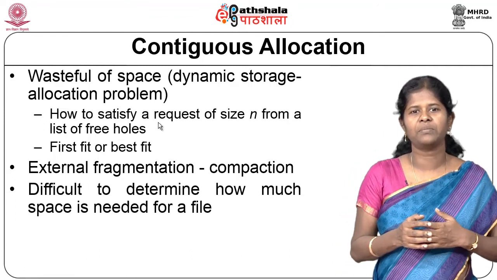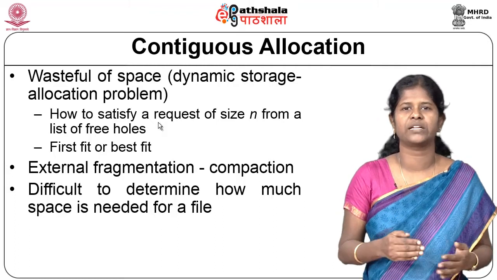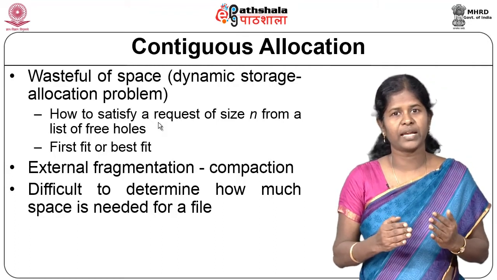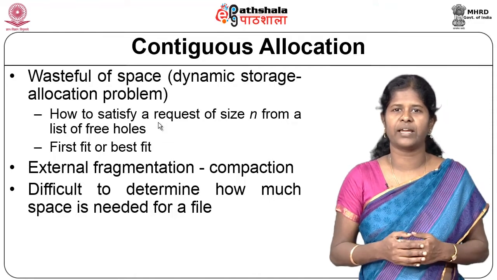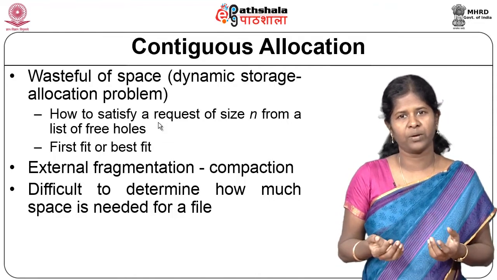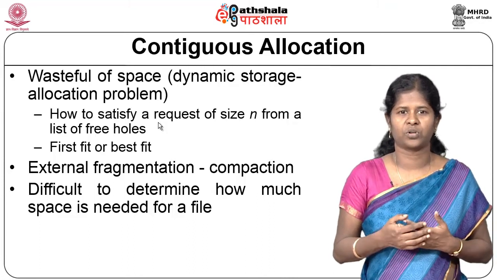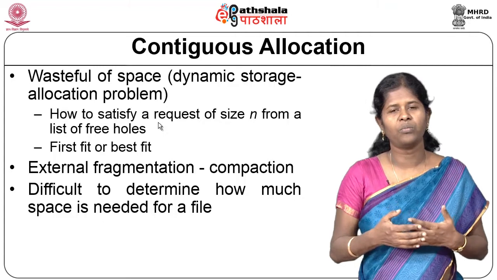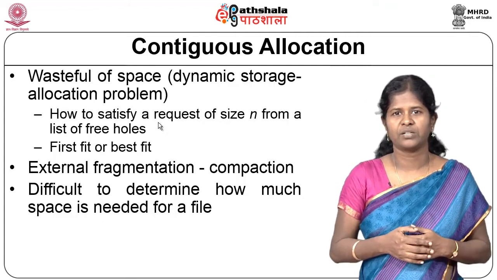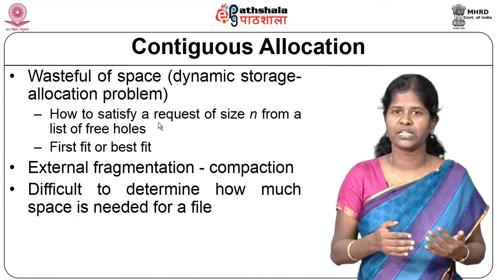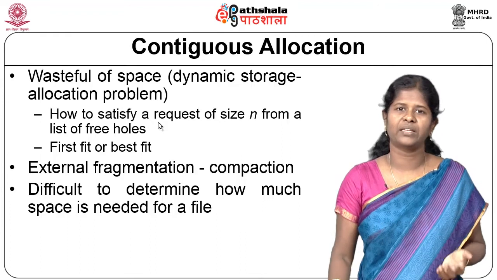And the next problem is how you determine how much space is needed for a file. We need to allocate contiguous disk blocks for a file. So, when the file is initially created, it may occupy only one disk block, but the file may grow over time and may need say 10 disk blocks. But how do you know that the file will need 10 disk blocks even when the file is created? Only if you know that the file will need 10 disk blocks, can you allocate space for the file at the beginning.